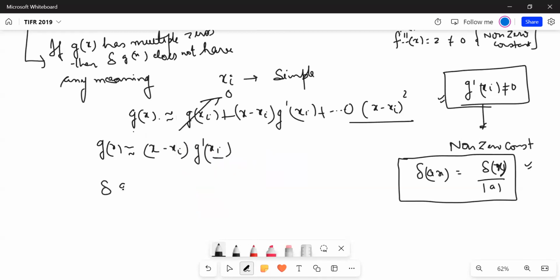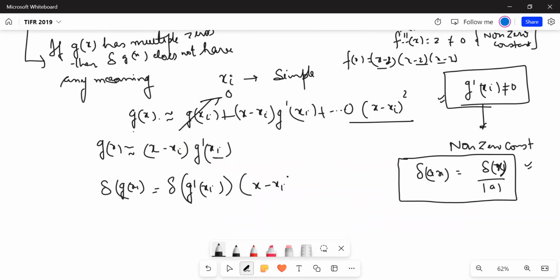So what will happen if I write Dirac of g of x? There can be many roots. For example, let's say f of x is x minus 1 into x minus 2 into x minus 3. All these points 1, 2, 3 will be called simple zeros. So the first thing is that these xi's should be simple zeros. If I write Dirac of g of x, it would be equivalent to writing Dirac of g dash xi into x minus xi.